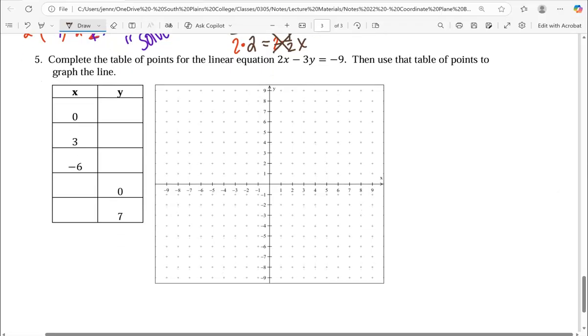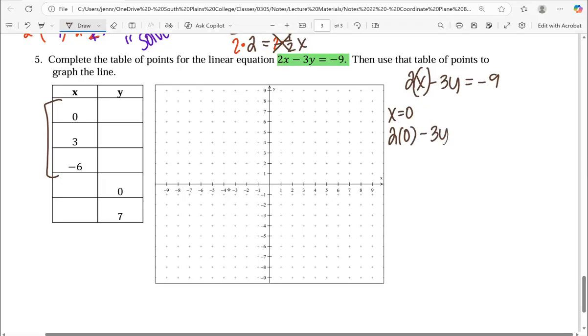One more for us to look at. But notice in this formula, in this relationship, x and y, neither one are by themselves. So what we have to do is solve every time. Let's start off with our x's. So I'm going to plug them in to the x spot. If x is 0, that gives me 2 times 0 minus 3y equals -9.